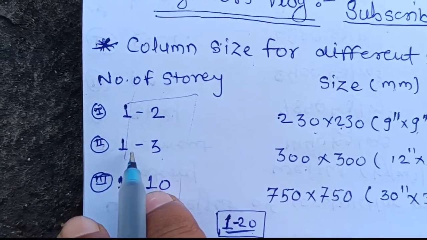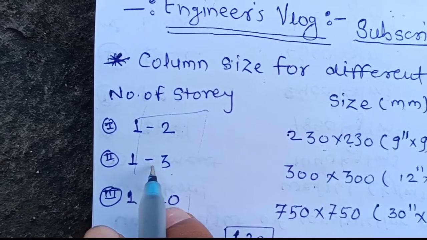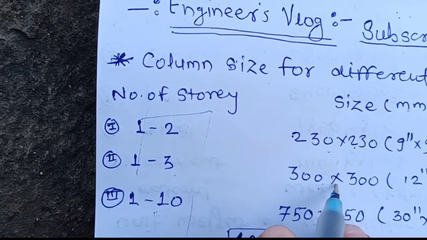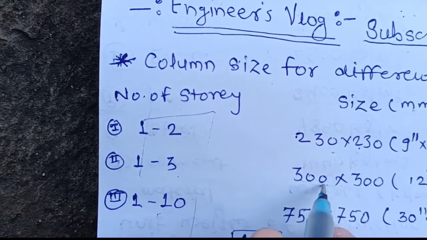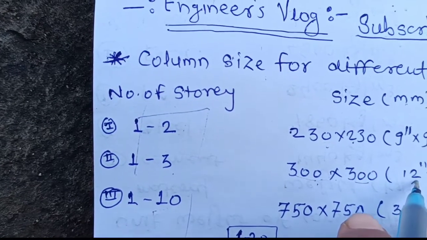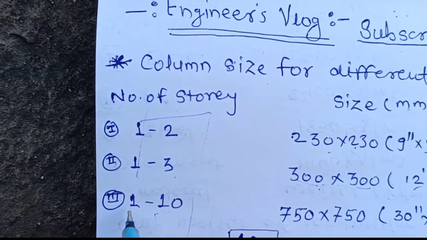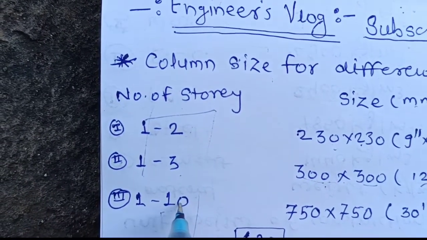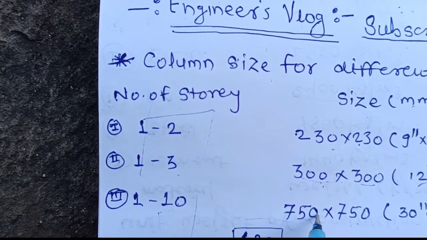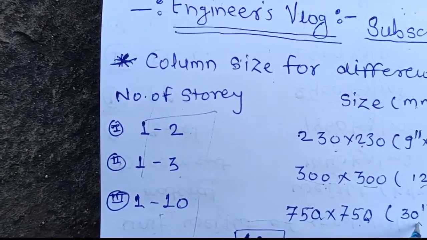For about 1 to 3 stories, a first to third story building, the column size is 300 by 300 mm, about 12 inches by 12 inches. And if the building is about 1 to 10 stories, then 750 by 750 mm or 30 inches by 30 inches.